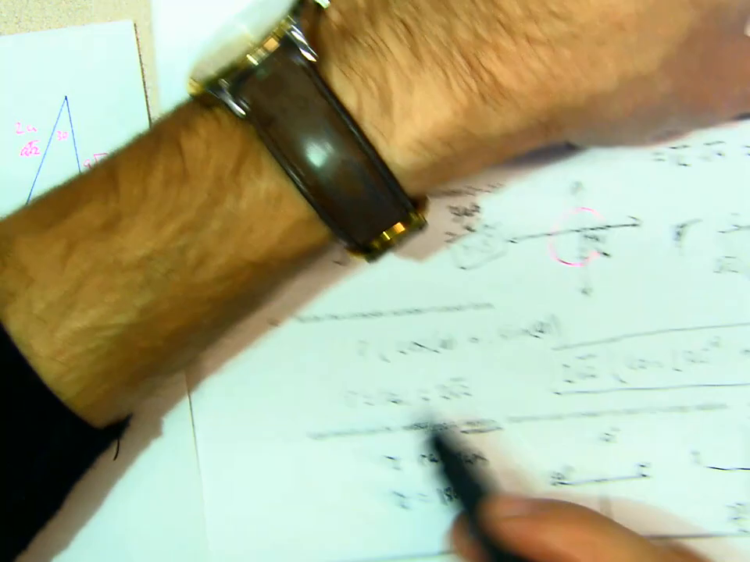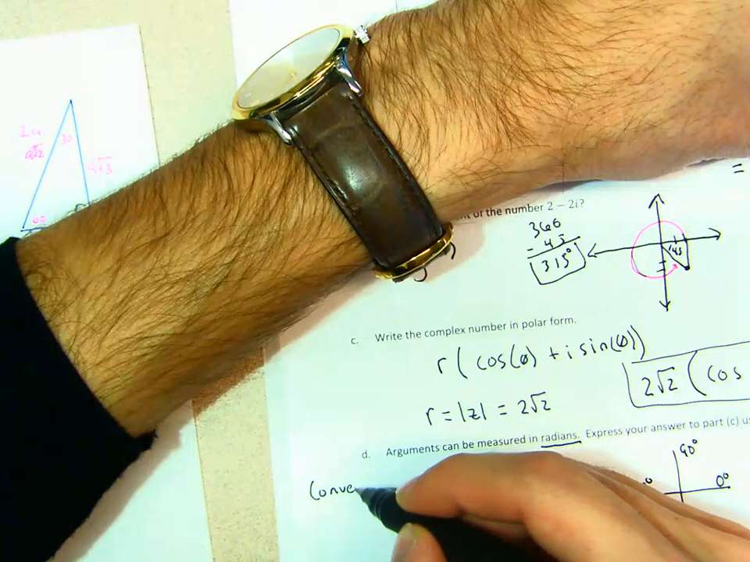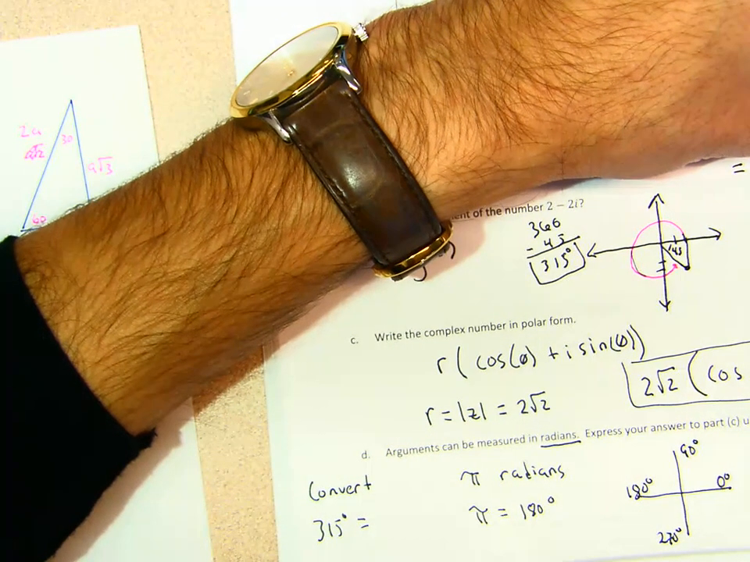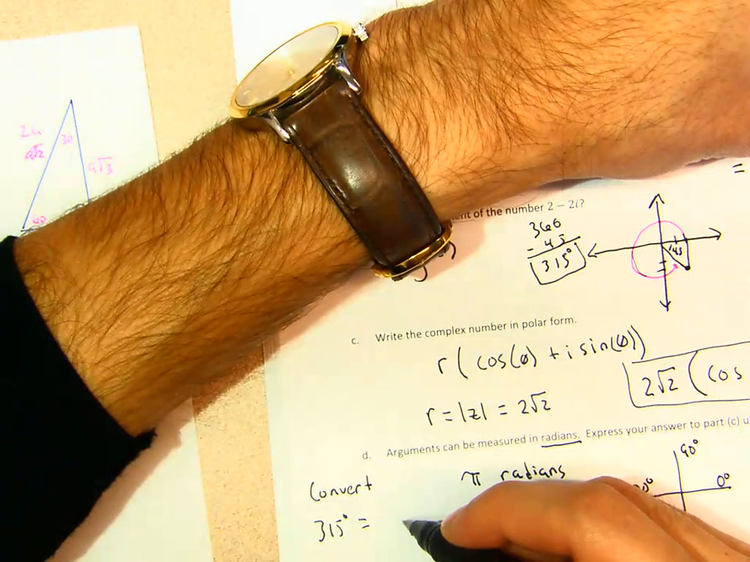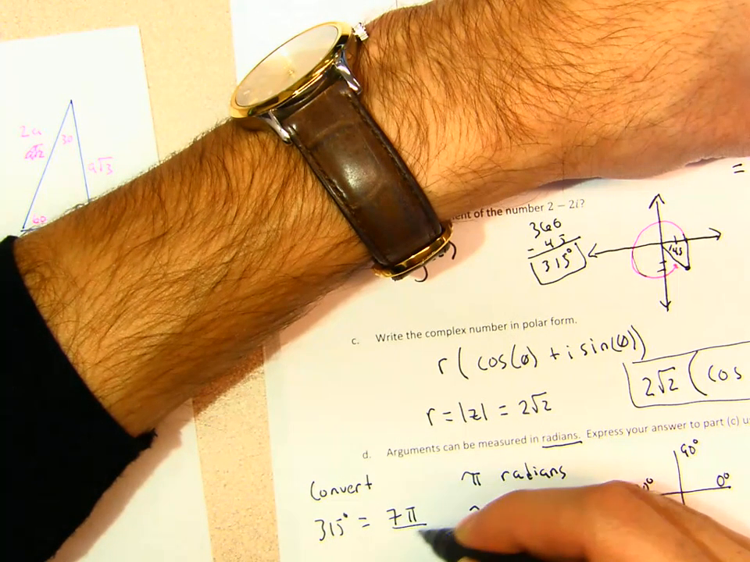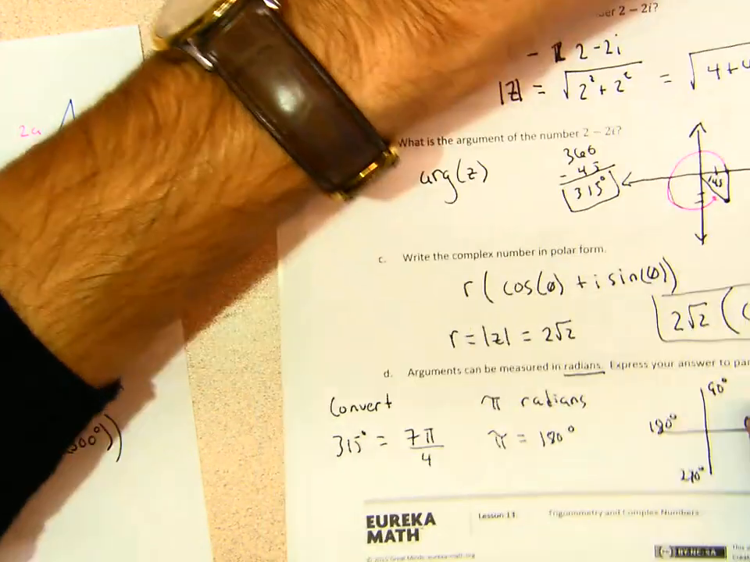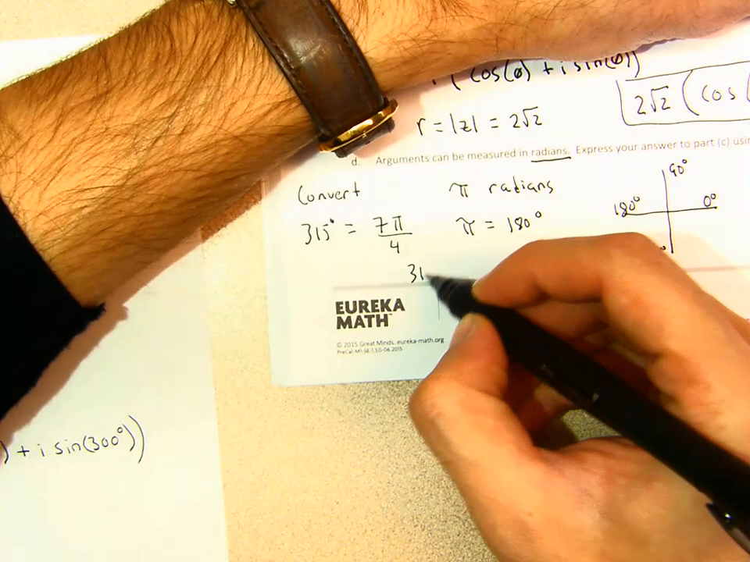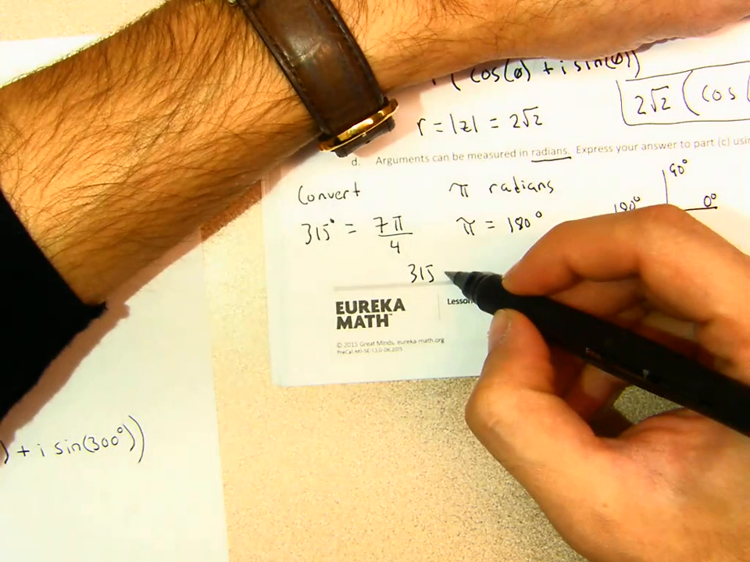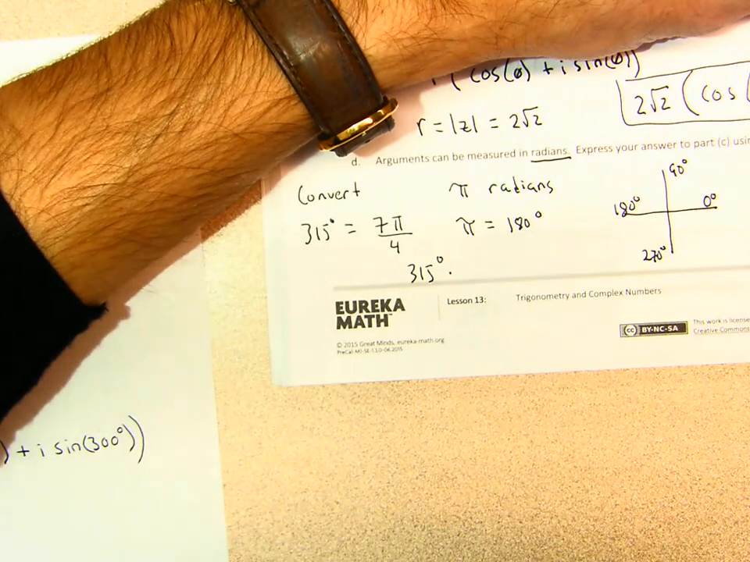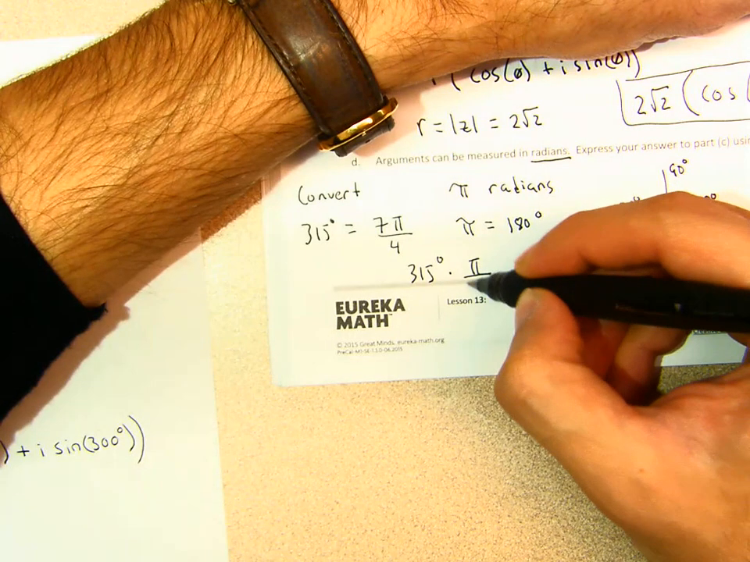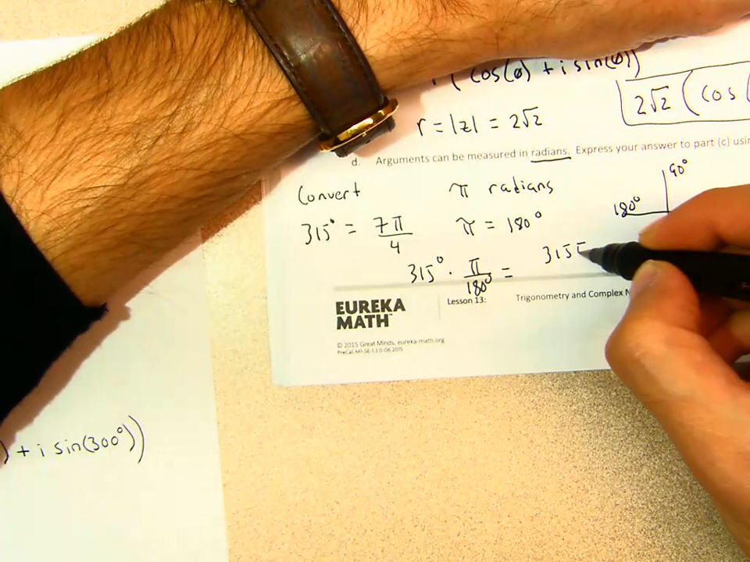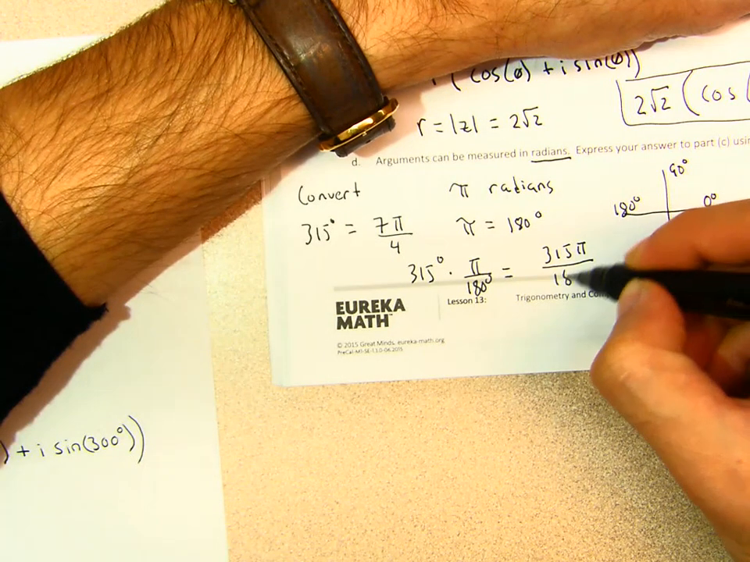So here, how do I convert 315 degrees to some pi radians? And if you do the math, it should be, what is it? 7 pi over 4. And if you're thinking, oh boy, how on earth did I know what to do? What you do is you take 315, and you multiply it by pi over 180. So then that's equal to 315 pi over 180.